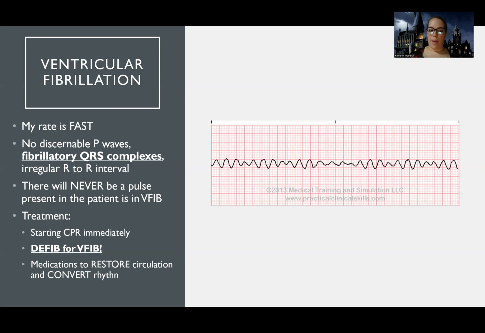My treatment here is going to be to start CPR immediately and then defib for VFib. That's what you're going to hear all the time, and I'll explain that in a second. Then we're going to do the same thing we did for V-tach without a pulse, which is give things like epinephrine to restore circulation and then convert it with things like amiodarone, et cetera.